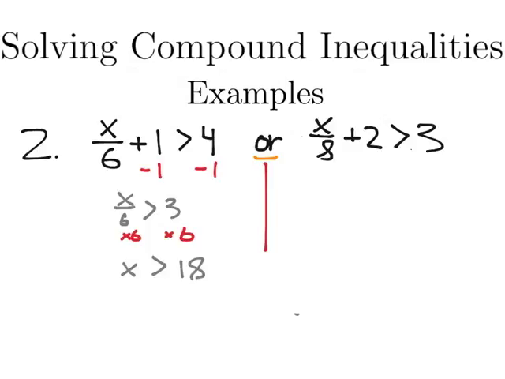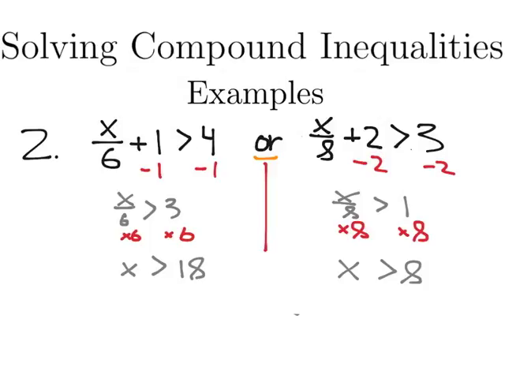Now on the right, I would subtract 2 from both sides. That way I isolate x on the left and a constant on the right. I have x over 8 is greater than 1. Now I can multiply both sides by 8. Again, 8 is positive, so I don't have to worry about switching any signs. And x is greater than 8. So here are our ORs. x is greater than 18, or x is greater than 8.